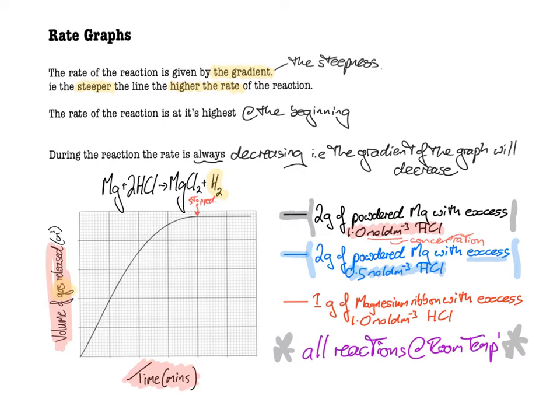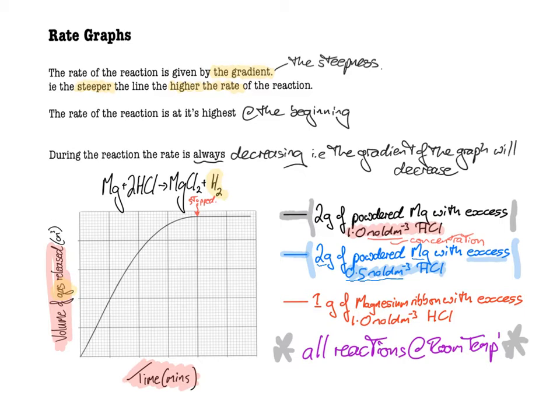So this blue line, we're using up the same amount of stuff, 2 grams of magnesium, because that's the thing that's not in excess. But the concentration of the acid we're using is half. So what does that mean? Well, that means our initial rate is going to be lower, because if you decrease the concentration, you have less reactant particles per unit volume, meaning less collisions per unit time, meaning less successful collisions per unit time. So I know my graph needs to start off shallower because I'm going to have a decreased rate.